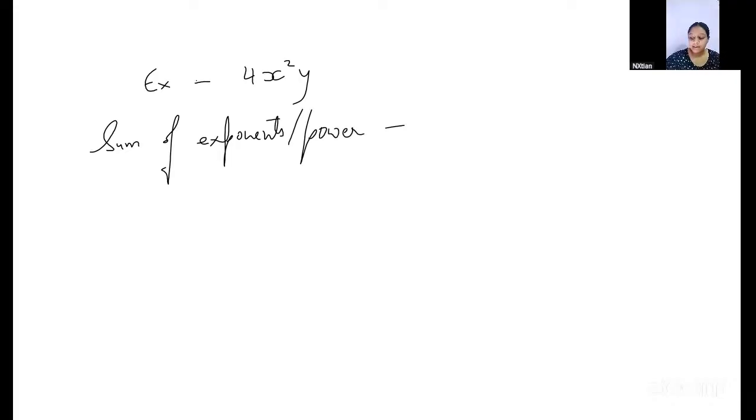Okay. X has how much power? 2. And y has how much power? 1. Because I have told you that when we have a single variable, its power is always 1. So the power or the exponent of x is 2 and for y it is 1. So the degree will be 3. Understood? Understood.